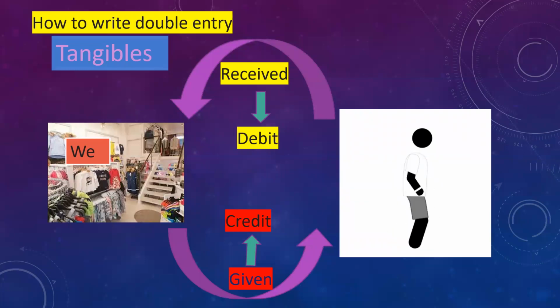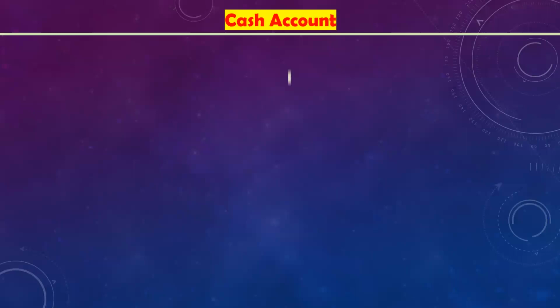So my dear students, tell with me, a little louder, okay? Cash received, debit to cash account. Cash given, credit to cash account. So if we apply the rule to the cash account, how does it come? In a cash account, we have two sides. It's like a T letter. This side we call debit, this side we call credit.